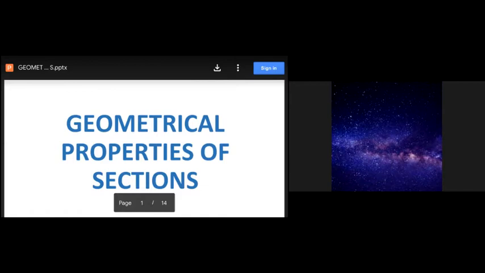Good morning, students. Today we start our new chapter, that is geometrical properties of sections. This geometrical section consists of mainly two properties. One is center of gravity and the second one is moment of inertia. The center of gravity and moment of inertia are the main geometrical quantities.